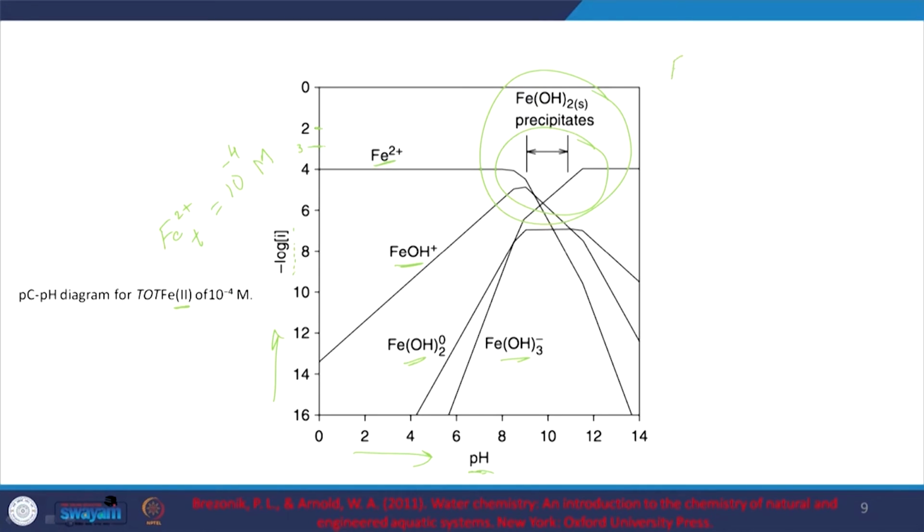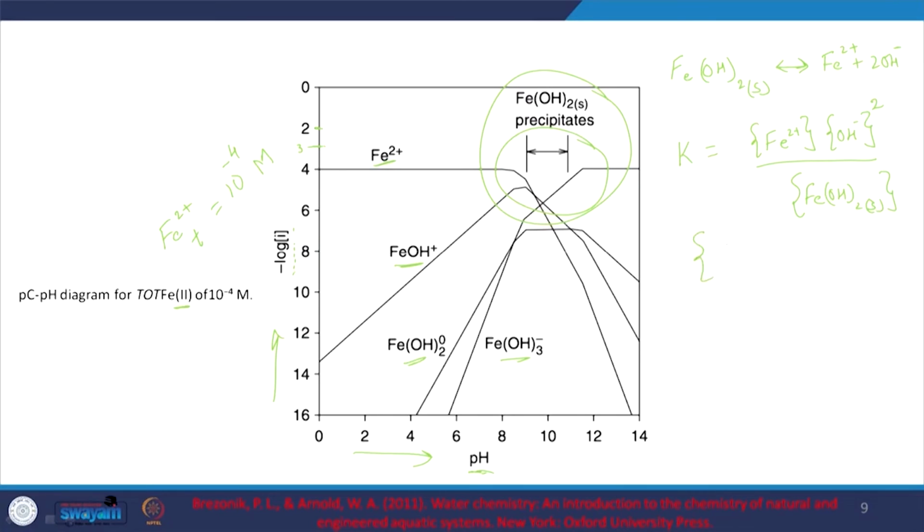So, what do I have here? For precipitation, we write it as a solubility product. Fe(OH)2 solid will be in equilibrium with Fe2+ and 2OH minus. For this, again, the equilibrium constant is equal to the activity of Fe2+ into the activity of OH minus, with the stoichiometric coefficient, divided by the activity of the solid Fe(OH)2. It is always products by reactants.